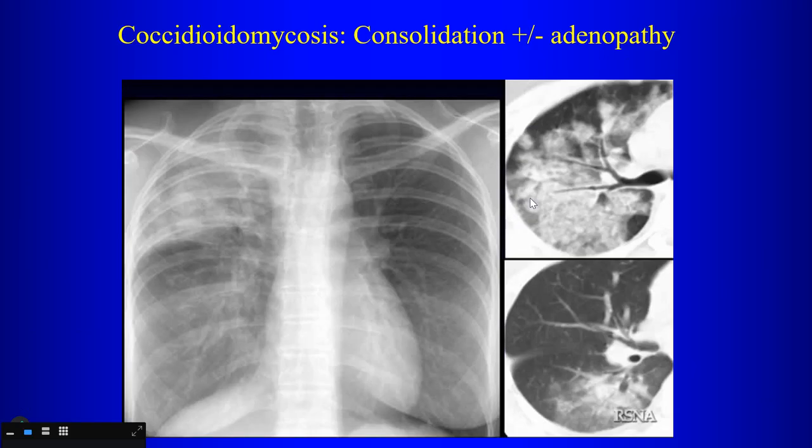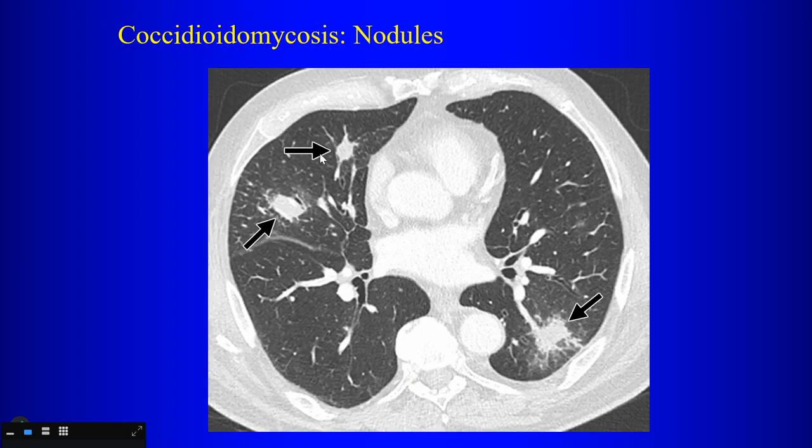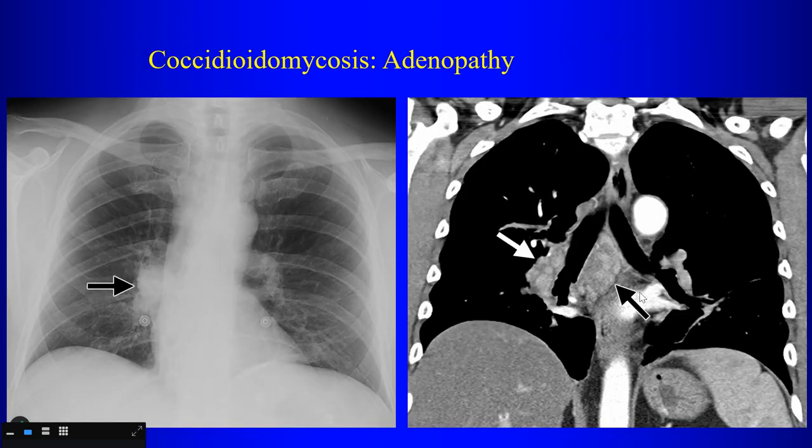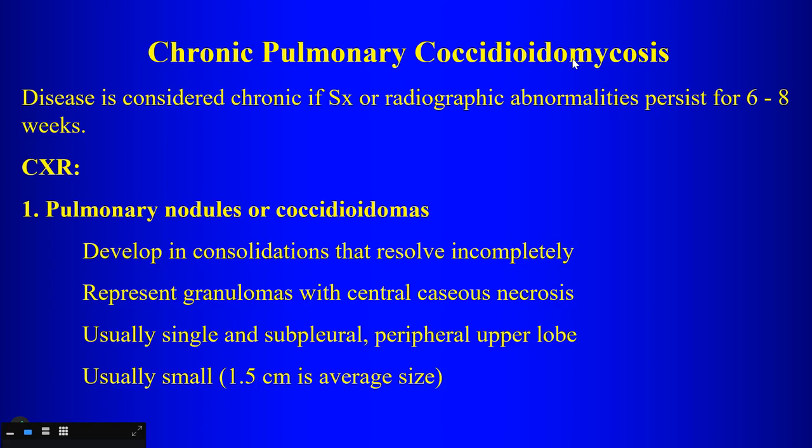So here's an example with consolidation in the right upper lobe. Also here going to the right lower lobe in this patient. And they may or may not have lymphadenopathy, multiple nodules. So fungal infection, not a bad thing to include in your differential of multiple nodules, especially in immunosuppressed patients. Here's an example with nodule and pleural effusion in this particular patient, and lymphadenopathy. All fungal infections, just like TB, can result in lymphadenopathy, okay?